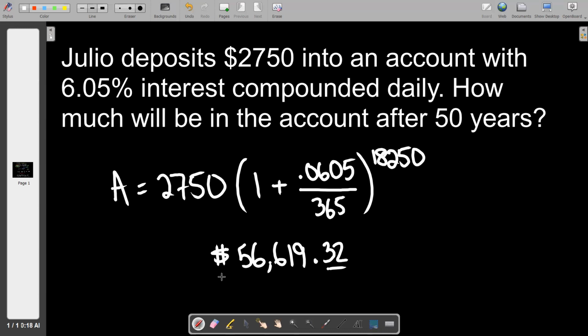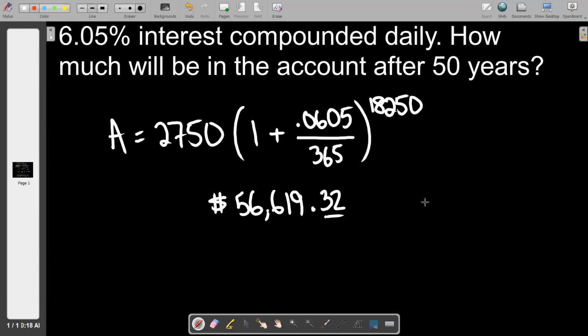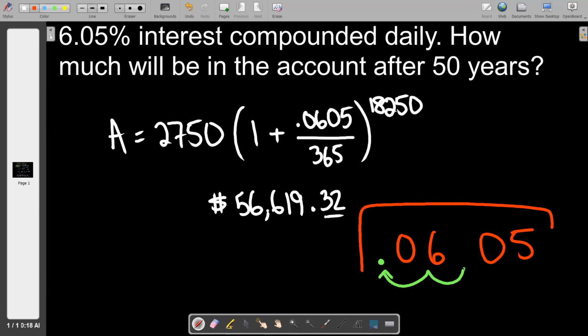So what do you think about the decimal point? How do you use the decimal point, because you have the percentage in it? I take the number 6.05 and I move it always 2 places to the left. And since I don't have enough decimal places, I always add zeros as necessary. And that is how you get the decimal. Always 2 places to the left.